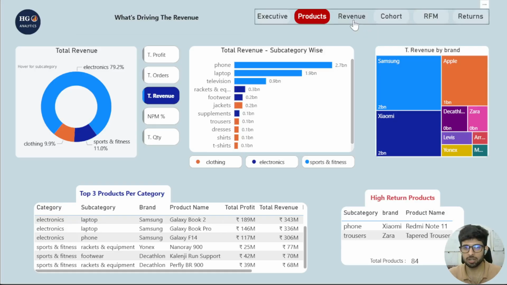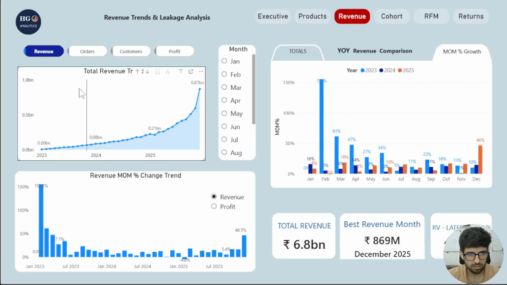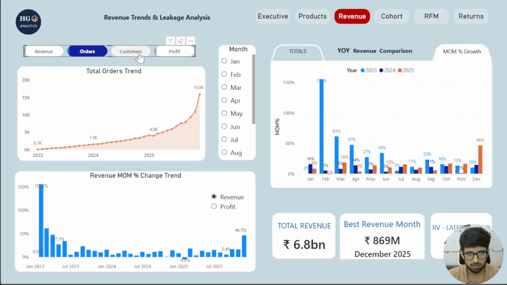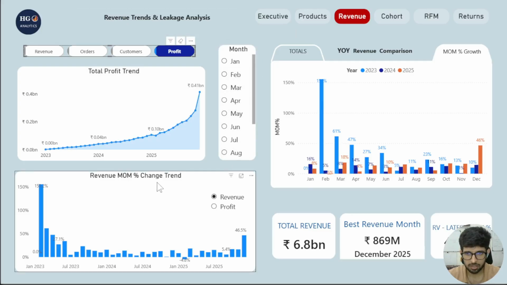So let's go into the revenue now. So now we will understand about the revenue. Okay. Is the growth real? Where is it happening? When did it accelerate? When did it slow down? All these insights we'll get from the revenue tab. So first you can see the trend, the revenue, orders, customers, profit. Okay, you can drill it down using the month. Okay, then after that, here we have the month on month change trend.